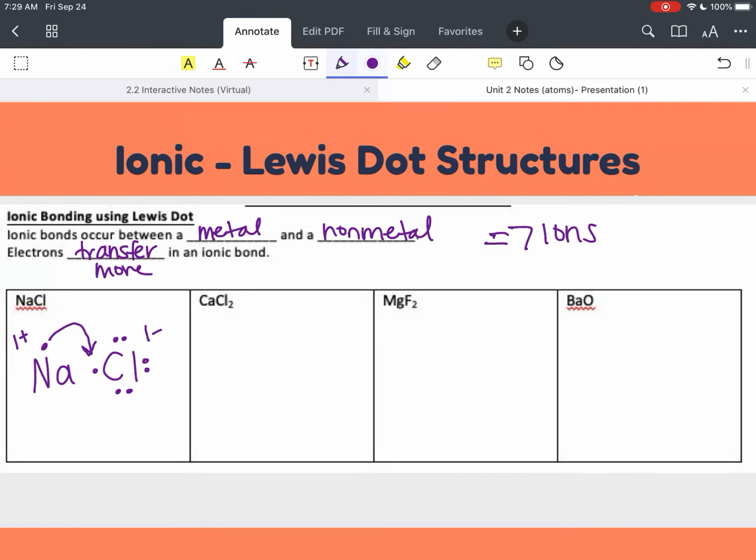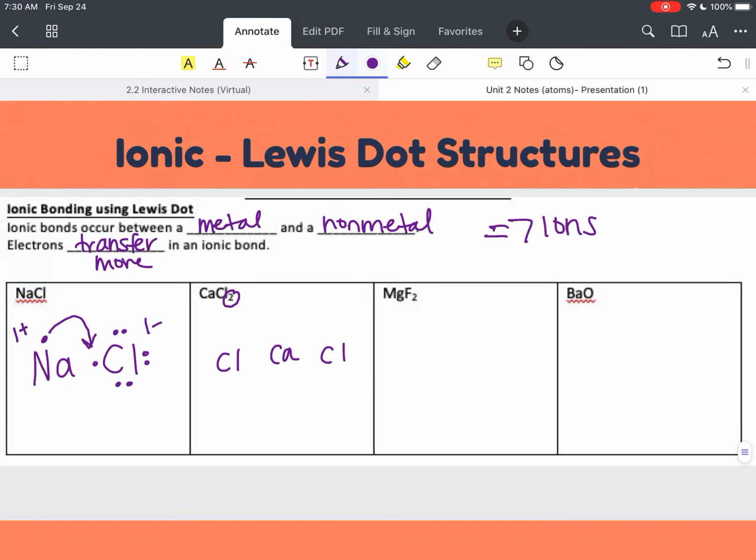Okay? Let's look at calcium chloride. Again, I'm just going to draw my elements. Notice here, this means I have 2 chlorines. I'm going to put those on the outside, and then I'll put calcium in the middle. Remember, I'm just going to draw my electrons. Chlorine, again, we know has 7. Calcium was in column 2, so it has 2.